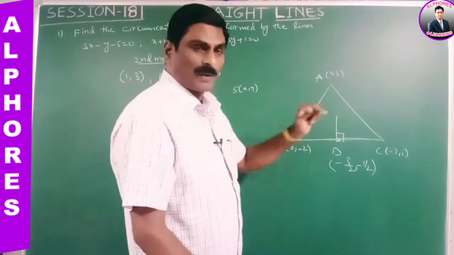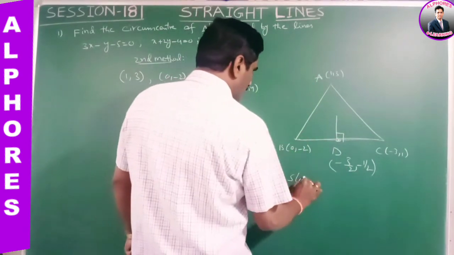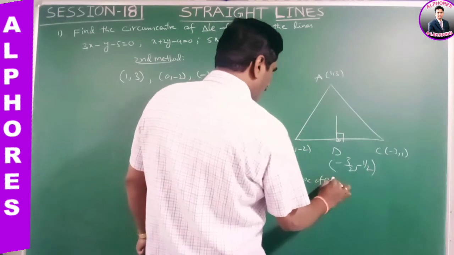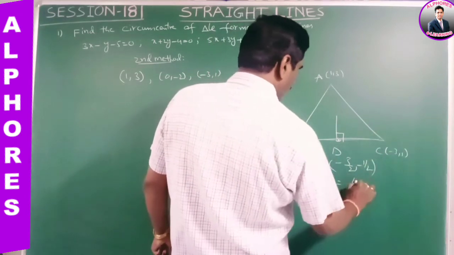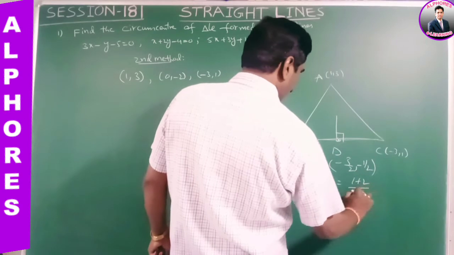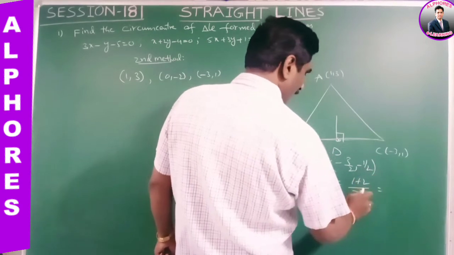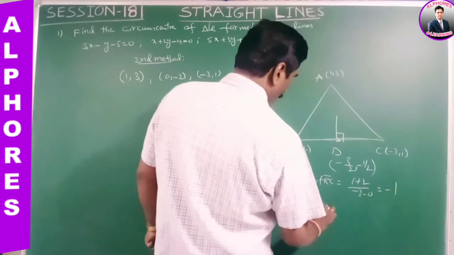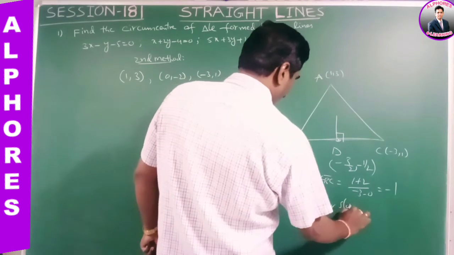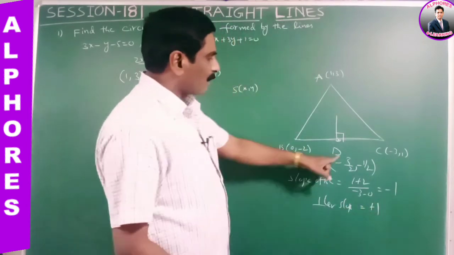First we find the slope of BC. What is the slope of BC? The slope of BC is (y2 - y1)/(x2 - x1), which is (-3 - 0), that is 3 by -3, which is -1. What is the perpendicular slope? The perpendicular slope is +1. The slope and a point are given.